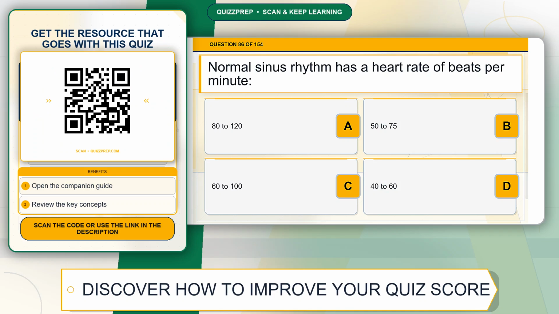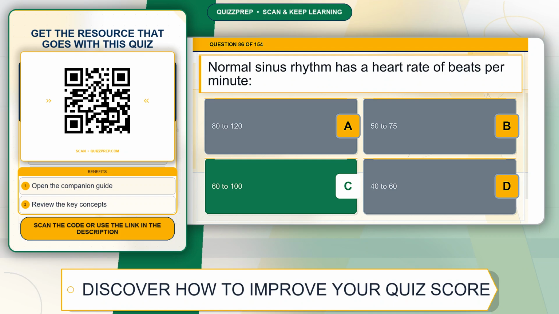Question 86. Normal sinus rhythm has a heart rate of blank beats per minute. Option A, 80 to 120. Option B, 50 to 75. Option C, 60 to 100. Option D, 40 to 60. The correct answer is option C, 60 to 100.